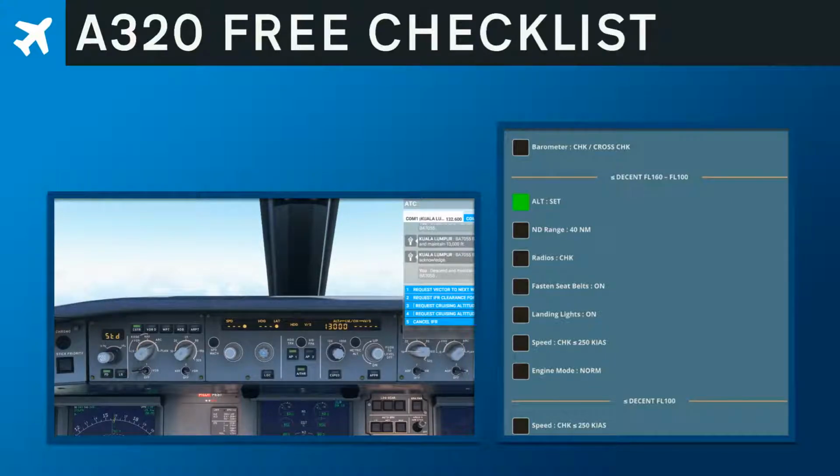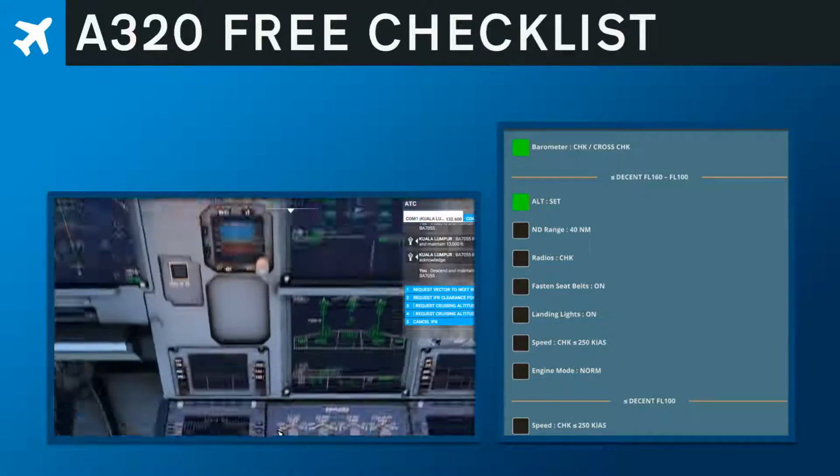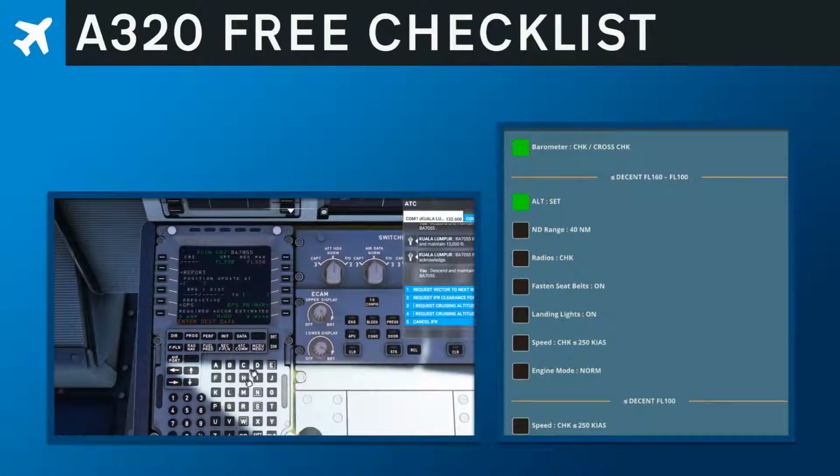Right, so our altimeter is set, our barometers are set, and we're going to check the navigation accuracy at this stage. Program navigation is still high, so we can be quite confident that we are where the computer's telling us we are actually. ND range we can set to 40 now. That's below 10,000, so we'll leave that for a moment.